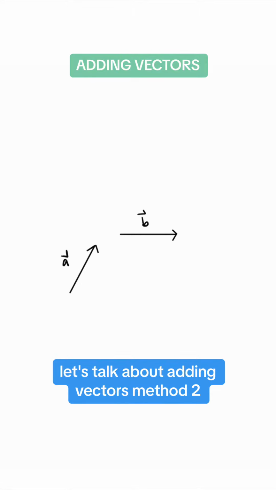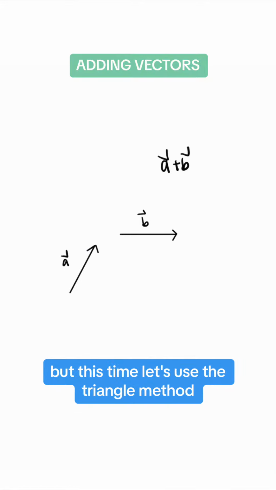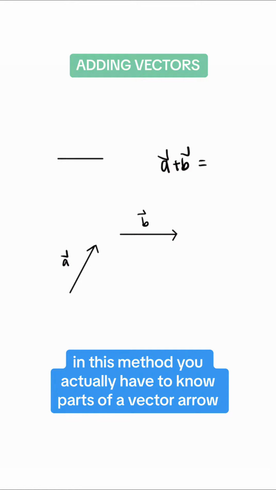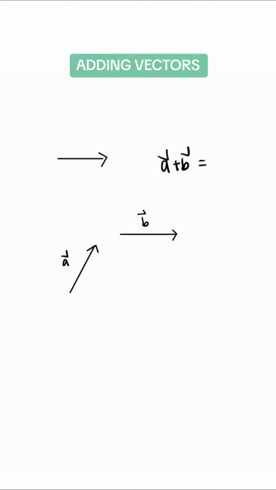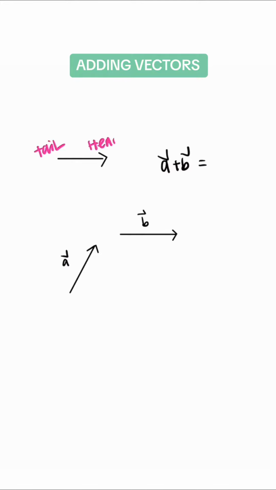Let's talk about adding vectors method 2. So again, let's try to add vector A to vector B, but this time let's use the triangle method. In this method, you actually have to know parts of a vector arrow. The end is called the tail, and the tip is called the head.